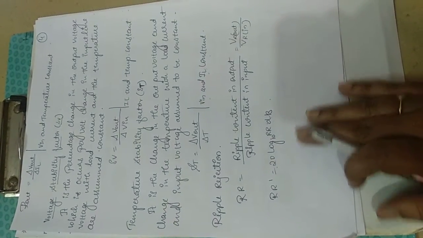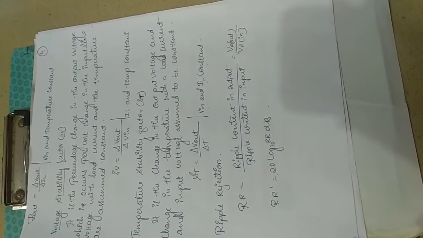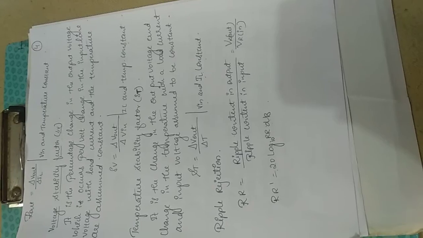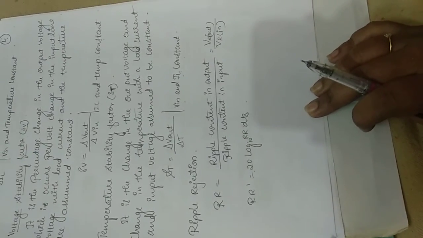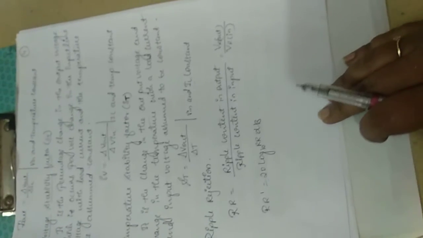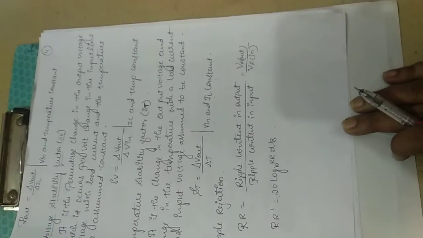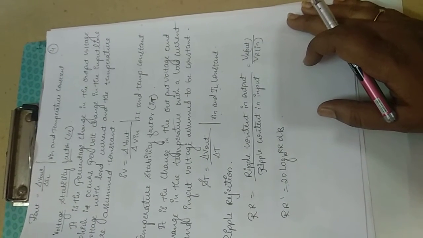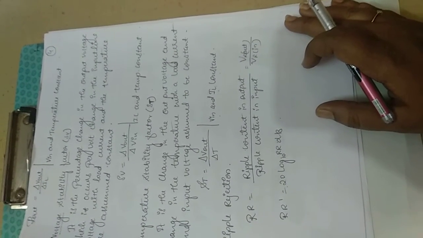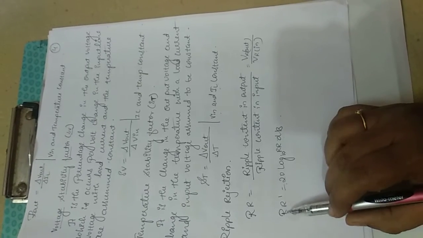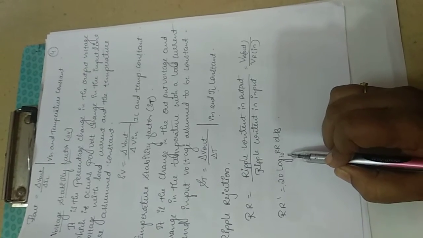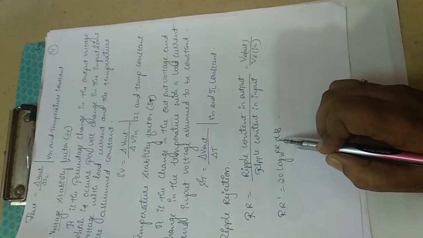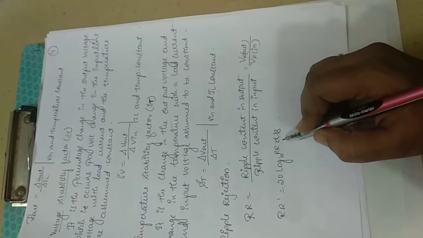Next is ripple rejection. Ripple rejection is nothing but the ripple content in the output to the ripple content in the input. Ripple is nothing but disturbance or undesirable signals. The ripple rejection unit is decibel, that is dB. R into R dash is equal to 20 log base 10 of the ripple rejection, and its unit is dB.